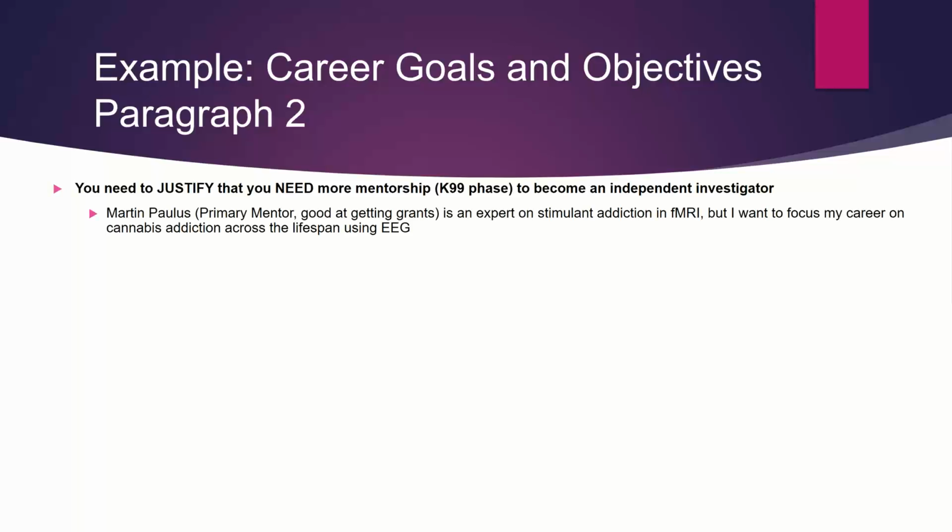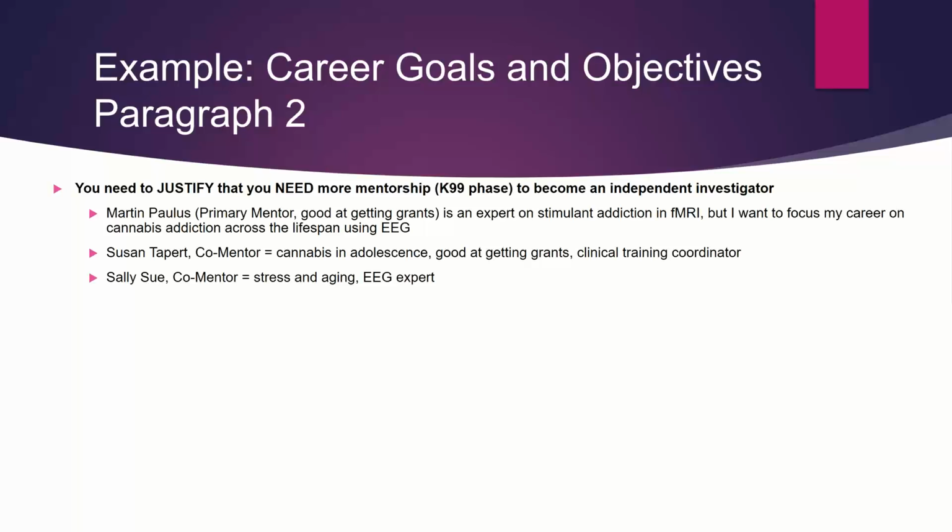So Martin Paulus, my primary mentor, who is really good at getting grants, is an expert on stimulant addiction and fMRI, but I want to focus my career on cannabis addiction across the lifespan using EEG. Susan Tapert, who will be a co-mentor on this project, is an expert on cannabis in adolescents. She's great at getting grants, and she's a clinical training coordinator. So she will help me separate from Martin Paulus and gain my own research independence.